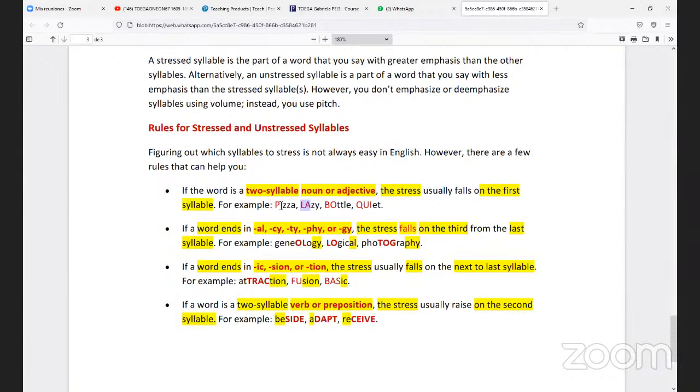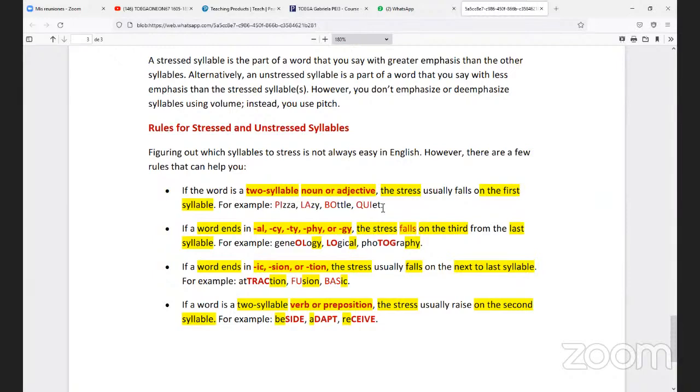Pizza. I want pizza. Okay. Or, I feel like lazy. Do you want a bottle of water? Quiet. Like, she's very quiet. So we always use this pattern in these ones.